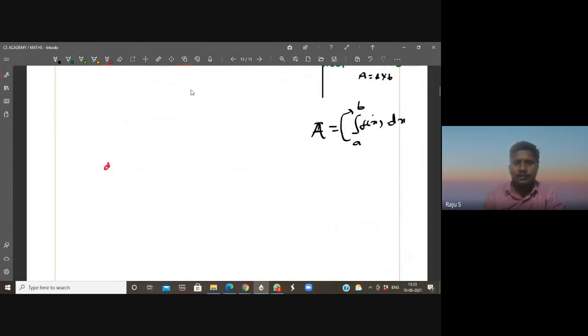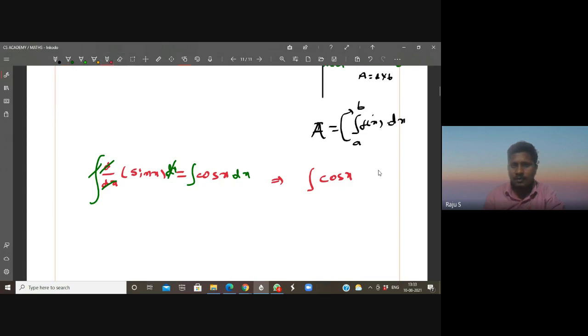Okay, students, see here. d by dx of, for example, sin x. What is the derivative of sin x? It is cos x. But when I take the integral of cos x, when you write the integral symbol, you must write dx here. Integral and dx cancel, the derivative and integral get cancelled. So the integral of cos x dx is equal to what remains on the left side: only sin x, sin x plus c.